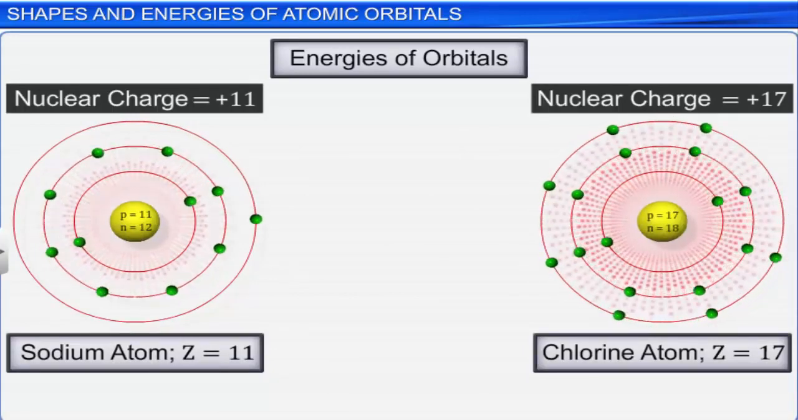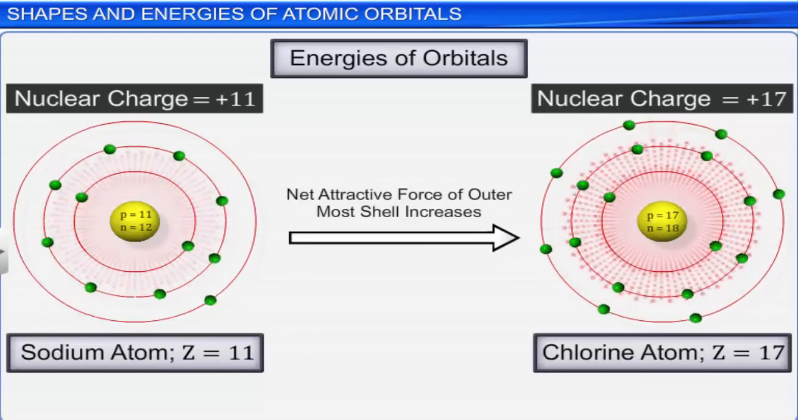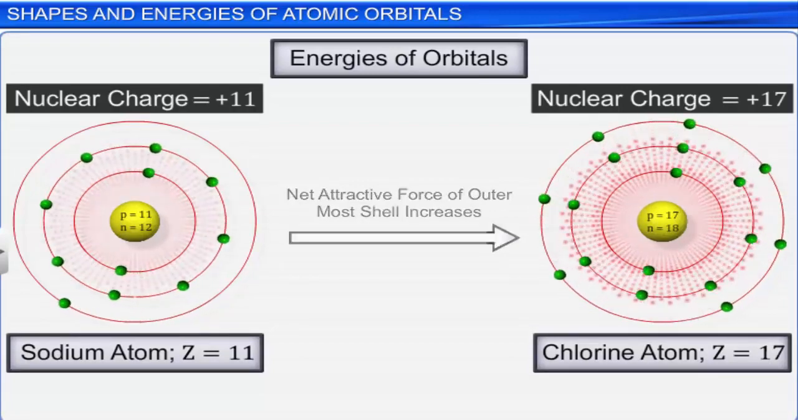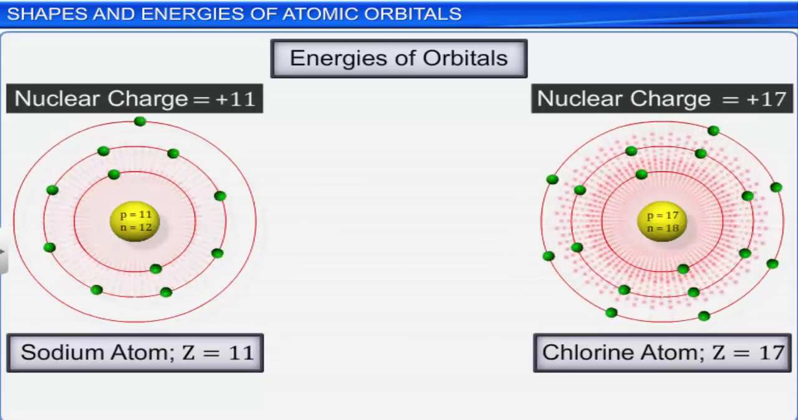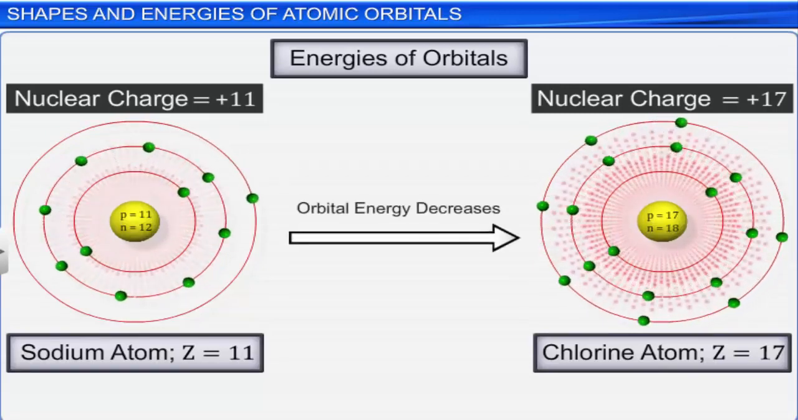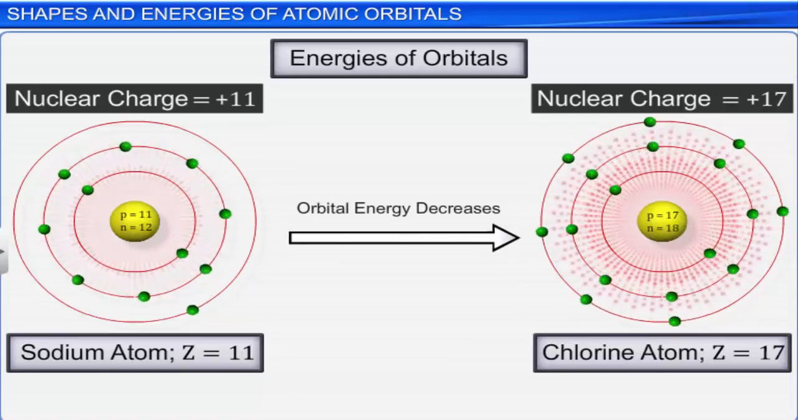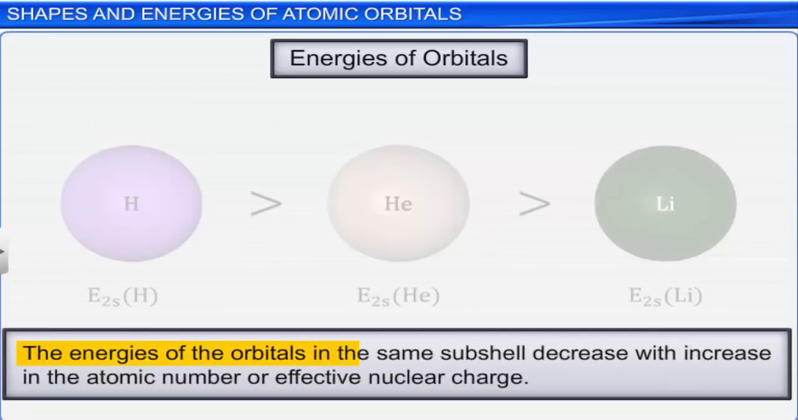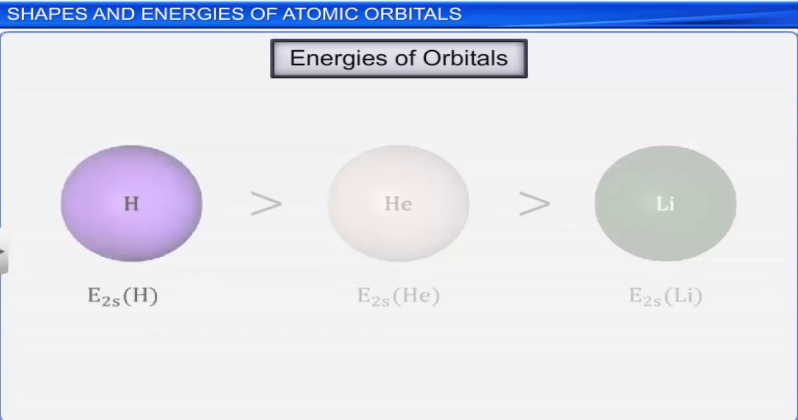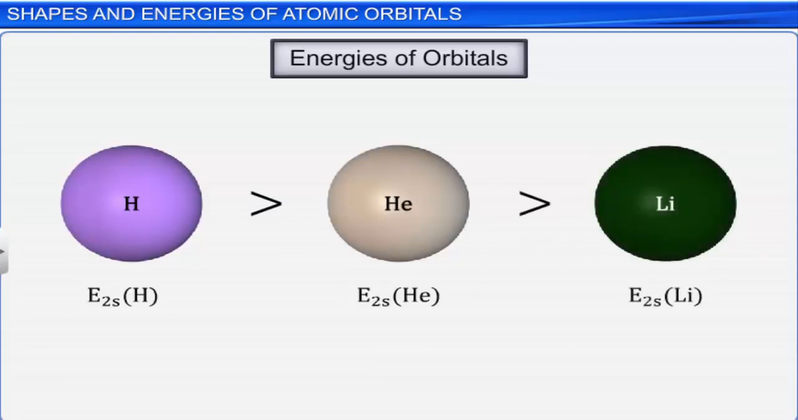In other words, the energy of interaction between nucleus and electron, that is, orbital energy, decreases or becomes more negative with increase in atomic number. The energies of the orbitals in the same subshell decrease with increase in the atomic number or effective nuclear charge. For example, energy of 2s orbital of hydrogen atom is greater than that of 2s orbital of helium, and that of helium is greater than that of lithium, and so on. That is, E2s(H) greater than E2s(He) greater than E2s(Li).